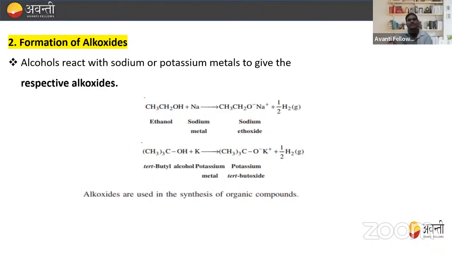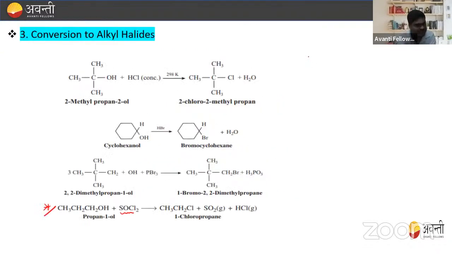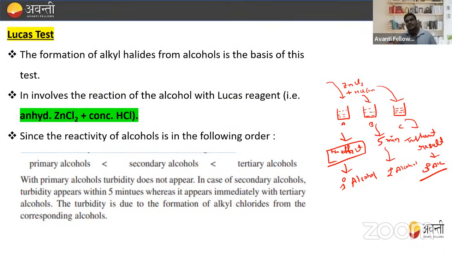Now, we can already know this thing, right? Now, formation of alkoxide, we also studied the alkoxide formation with NaOH. Conversion to alkyl halide will also play an important role, where we'll study PCl3, HCl, PBr3, right? ZnCl2 with HCl, and SOCl2, which is one of the best methods to convert alcohol into alkyl halide.